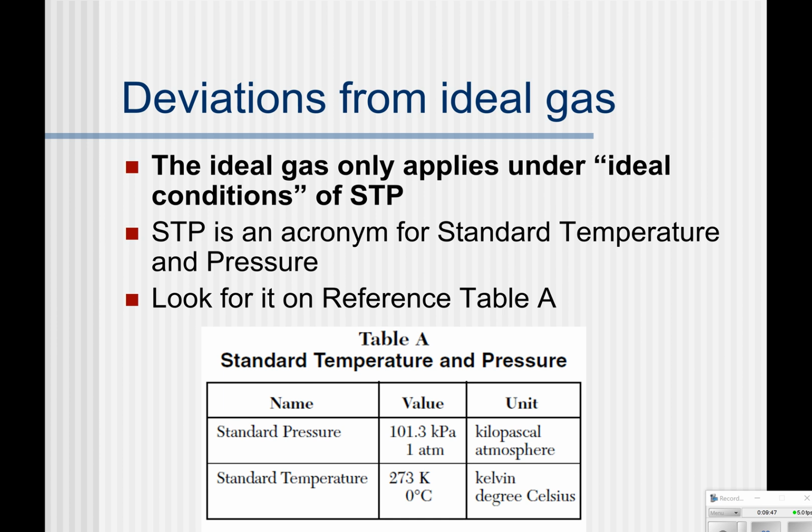Now there are deviations from ideal gas, because we're not always going to have the same conditions of what we call STP. STP stands for standard temperature and pressure. And we can find those conditions on Table A of your reference table. This is going to tell us what the standard pressure is at sea level and what our standard temperature is, which you might think is kind of cold, but in the form of matter at 273 Kelvin, remember it can still decrease by 273 Kelvin down to absolute zero, or 0 Kelvin.